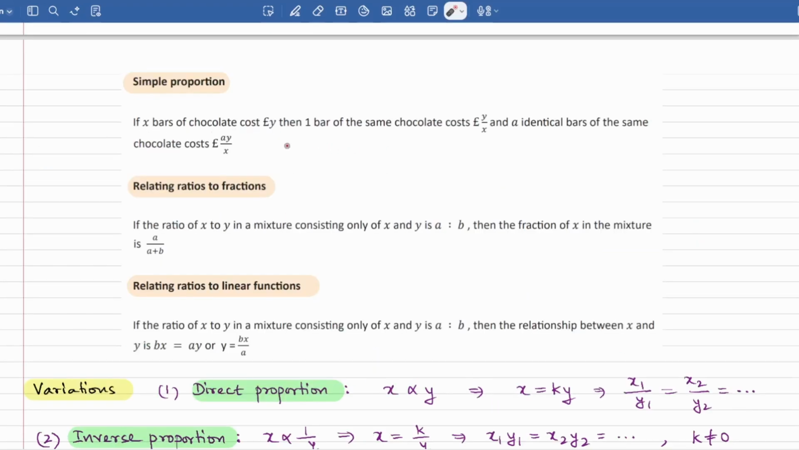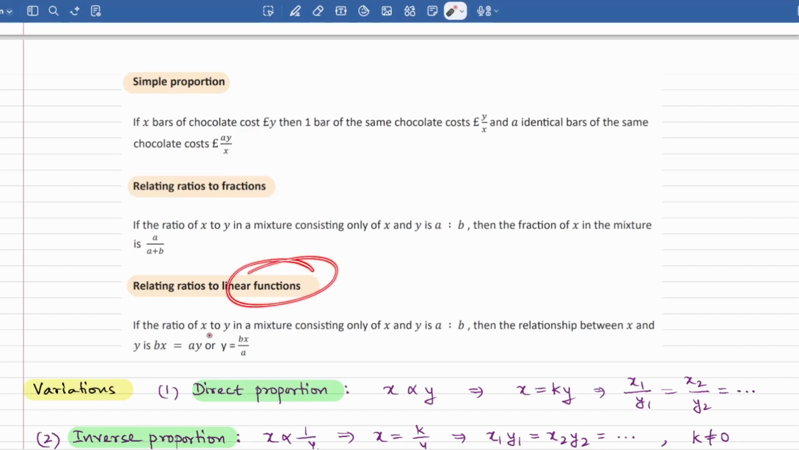If X bars of chocolate costs Y pounds, then 1 bar of the same chocolate costs Y by X pounds, and A identical bars of the same chocolate costs AY by X pounds. So this is basically the unitary method, right? Relating ratios to fractions: if the ratio of X is to Y in a mixture consisting of only X and Y is A is to B, then the fraction of X in the mixture is A by A plus B. This is what I told you, right? Just make sure that you are not writing this as A by B. That is a very common error that happens when you are trying to rush.